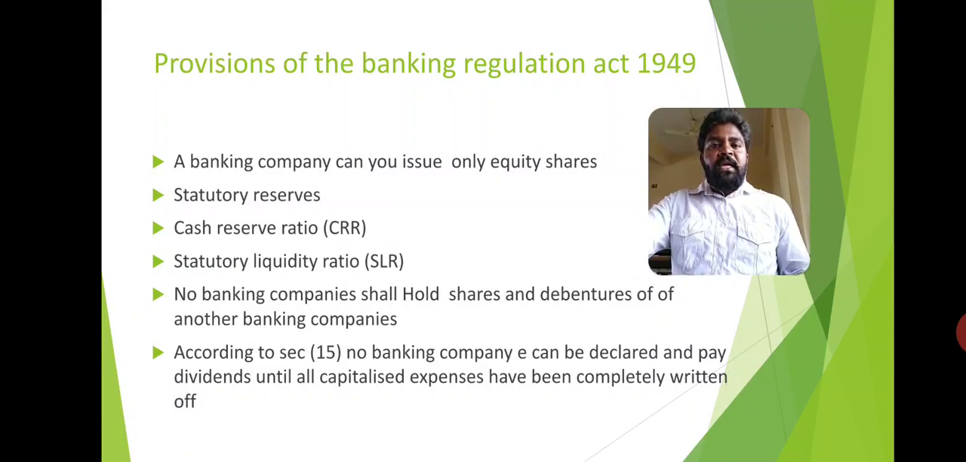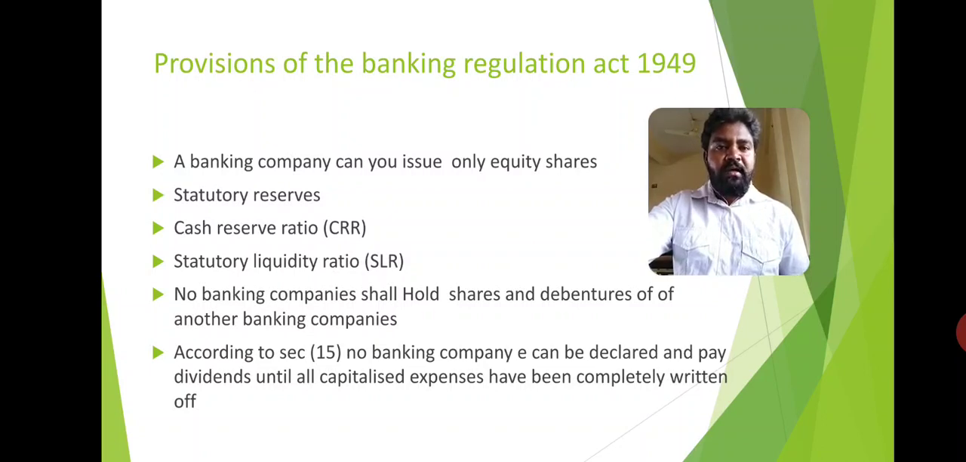See, a banking company can issue only equity shares. Here the banks will issue only equity shares. We do not issue preference shares like redeemable, irredeemable preference shares, participant preference shares, non-participant preference shares, cumulative, non-cumulative, convertible and non-convertible preference shares. Here banking companies can issue only equity shares.